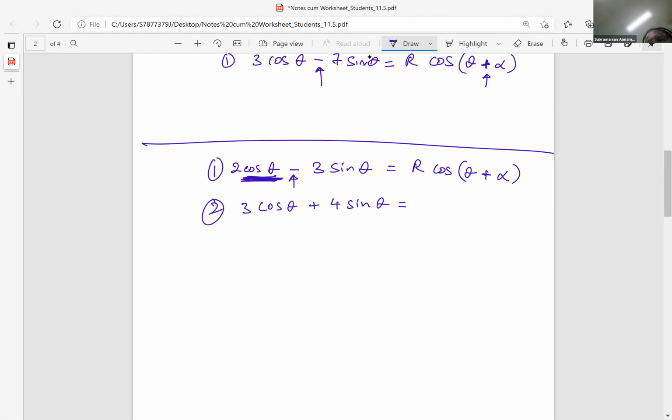So how about this one? It's again cosine, right? So you take r cosine. But because now this is plus, this one becomes minus. Is it difficult, guys? Actually, R formula is very, very easy if you know how to apply it. You just need to identify only.